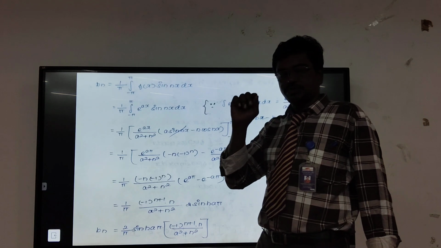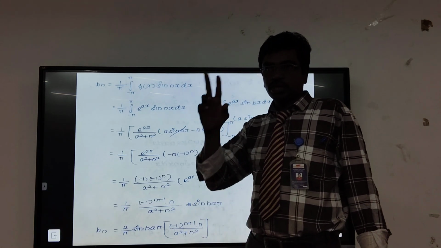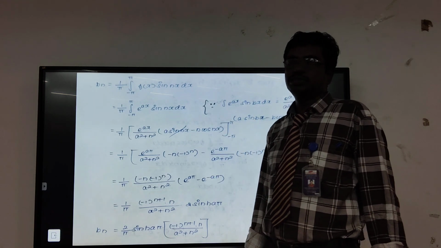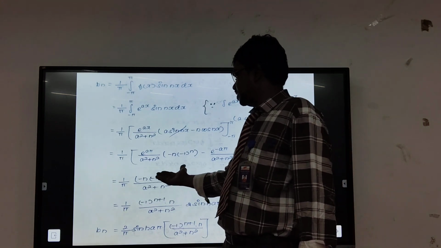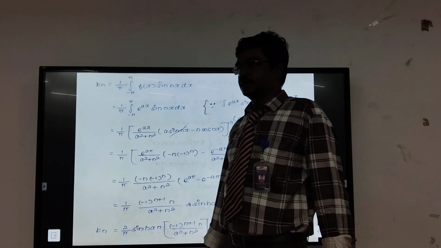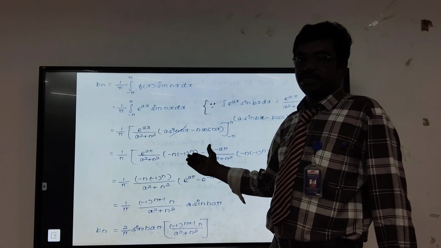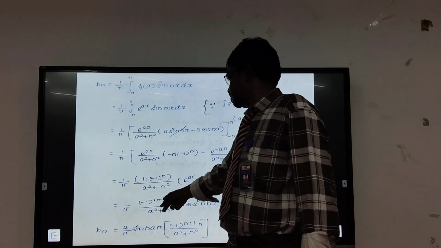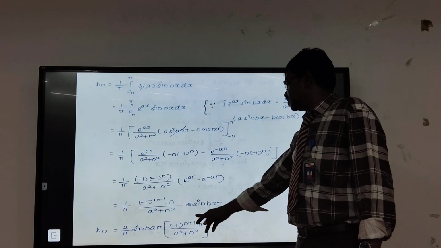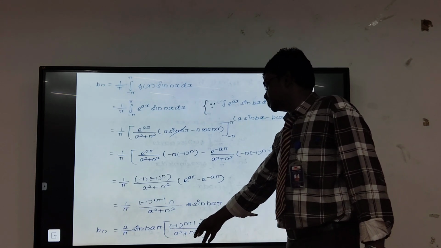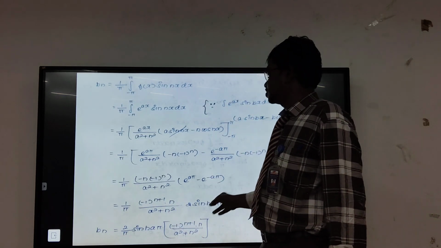We know that x power m into x power n equal to x power m plus n. Therefore we can add the powers. Here also, same thing: minus means minus 1 power 1, times minus 1 power n. Therefore minus 1 power n plus 1. Therefore bn is 2 by pi sine hyperbolic a pi, minus 1 power n plus 1 into n by a square plus n square. These are the constant terms. This is the variable term for summation.